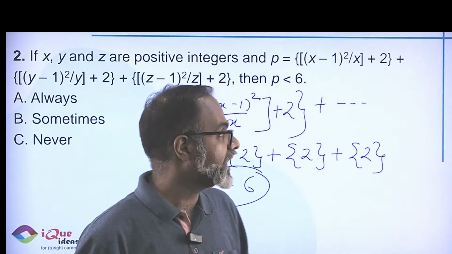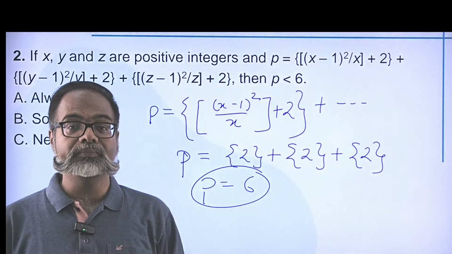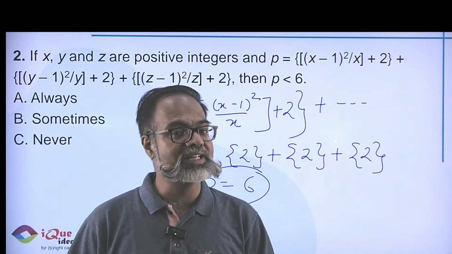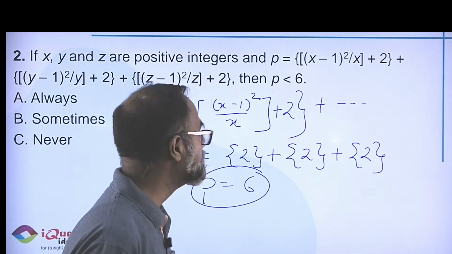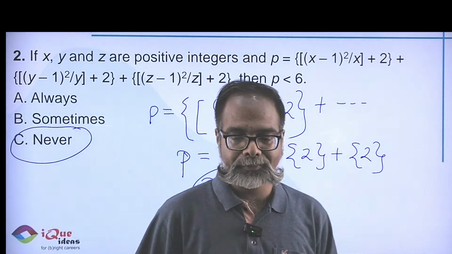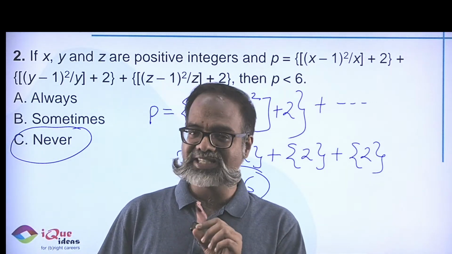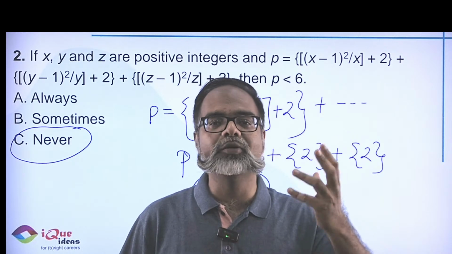And the question asked is P less than 6? Now, if the smallest possible value of P itself is 6, how is P ever less than 6? It's never going to be less than 6 because the values are going to be 6 or more. So, P less than 6 is going to be never, and that's going to be the answer for this particular question. So, the notation seems a bit crazy, but the solution is not. It is just a little bit of logical thinking.